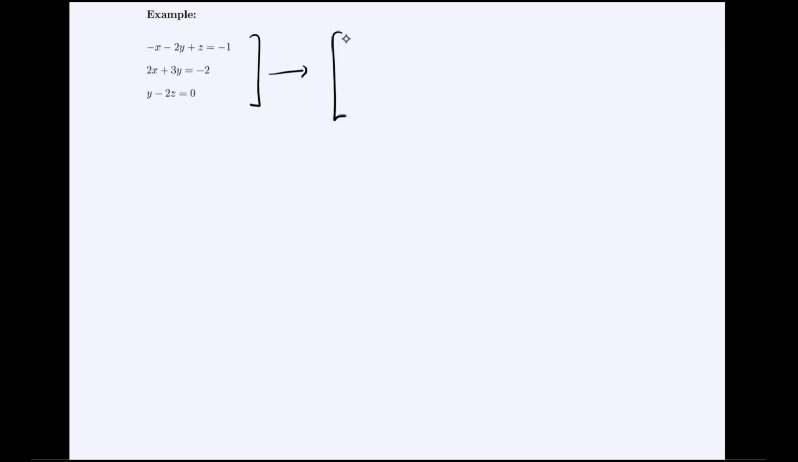We get the first equation gives us a negative 1, negative 2, 1 equals negative 1. Second equation is 2 for the x, 3 for the y. We notice there's no z, so in that case the coefficient there is 0, equals negative 2. Now in the third equation there's no x, so the x term is 0. The y term is 1, and the z term is negative 2, equals 0.